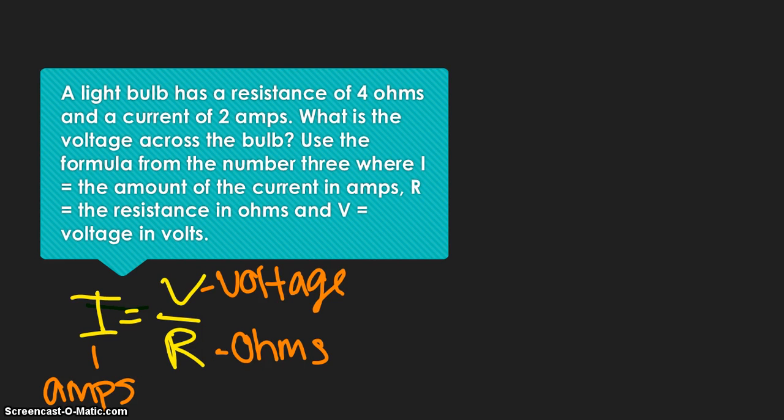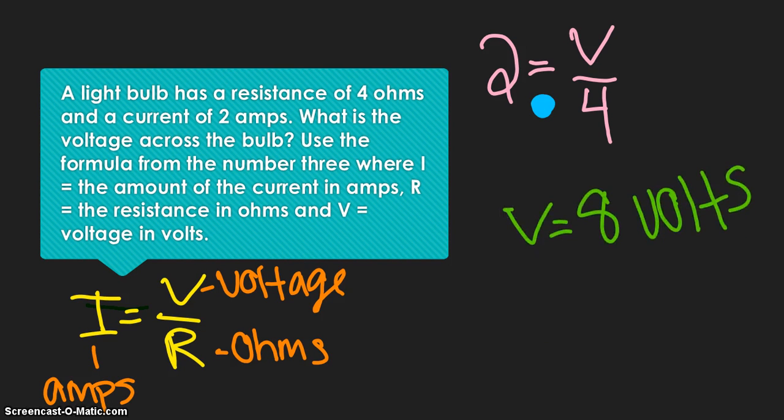So then we need to replace the variables with numbers. So it would be 2 equals V over 4. We're replacing I with 2, because that's the amps it said, and then R with 4. We still don't know what V is, so to figure out V, we need to multiply 2 times 4. And that gives us V equals 8 volts. And that's it.